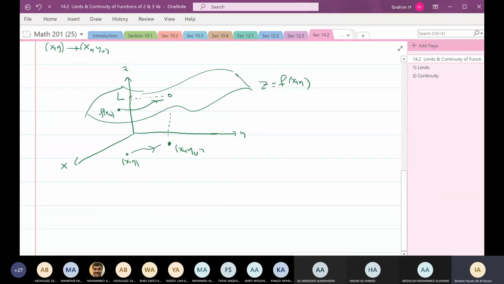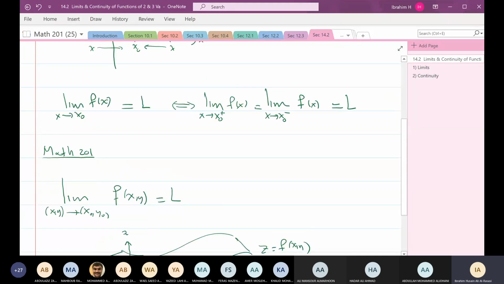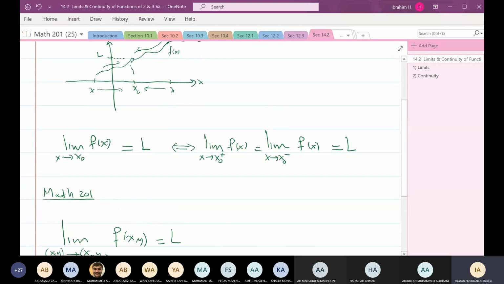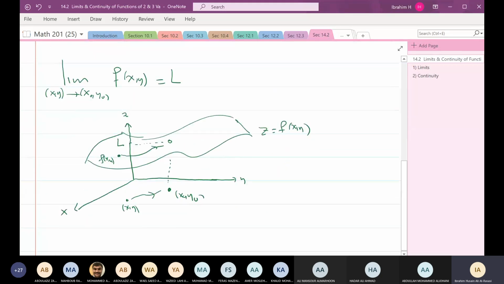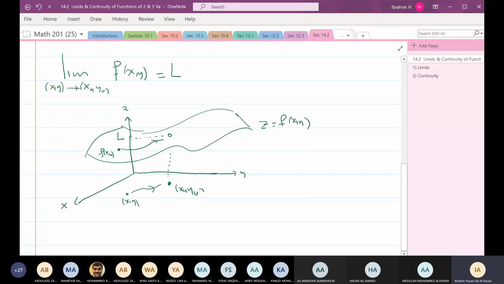One main difference between Math 101 and Math 102 is the following. In Math 101, you can approach a point x0 either from the right or from the left. You have two directions to approach x0, so you have the right-hand limit and the left-hand limit. In Math 201, we have a different situation.